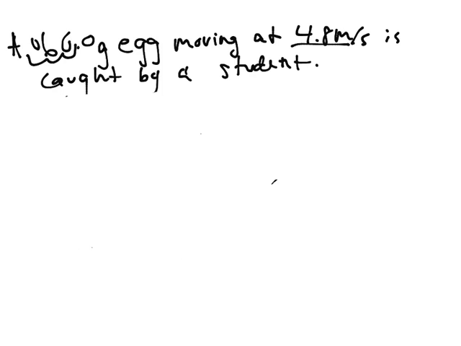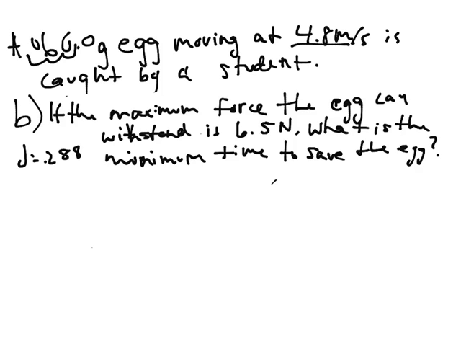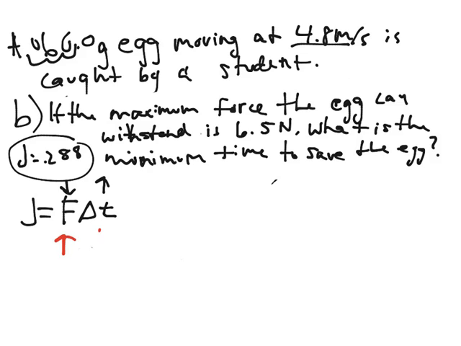And then part B of this question is, if the maximum force the egg can withstand is 6.5 newtons, what is the minimum time to save the egg? Remember from our last problem, we know that the impulse is 0.288. And with this formula, we know that the more time we have, the lower the force, and inversely, the more force we have, the less time it'll take. So this is our total force we can have before any harder, and it will crack the egg.